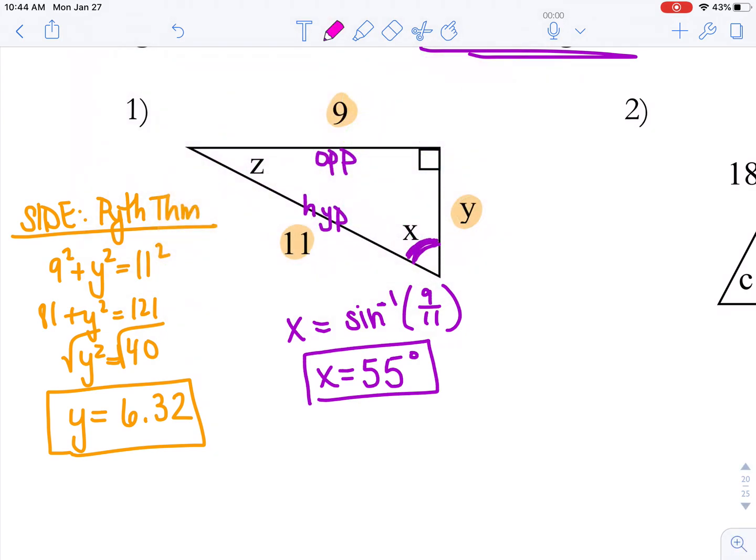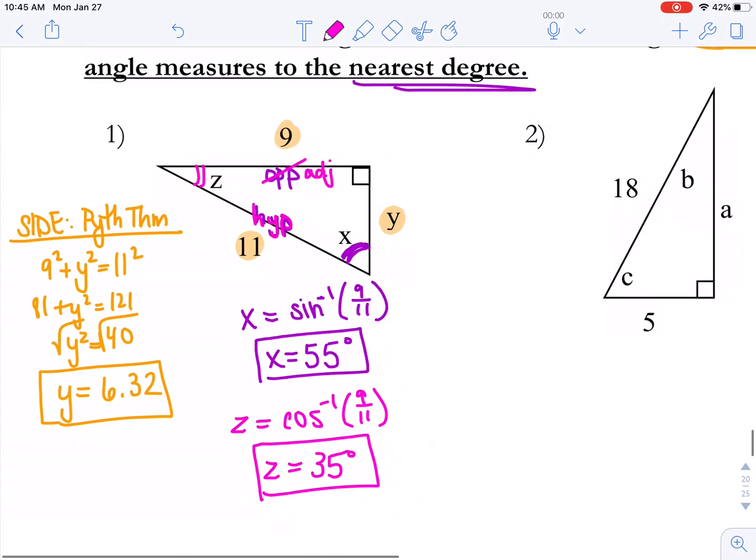Now I can do the same thing to solve for z. I just have to change my labeling. If I focus in on z, 9 is actually adjacent to z. 11 is still my hypotenuse. So if I want to solve for z, z is adjacent over hypotenuse, or cosine, so inverse cos of 9 over 11. Type that in my calculator, and I get that z equals 35 degrees when I round to the nearest degree. At the end, I should just double check, because remember, x and z should be complementary. So I should check that 55 plus 35 equals 90. They do, so I'm good to go.